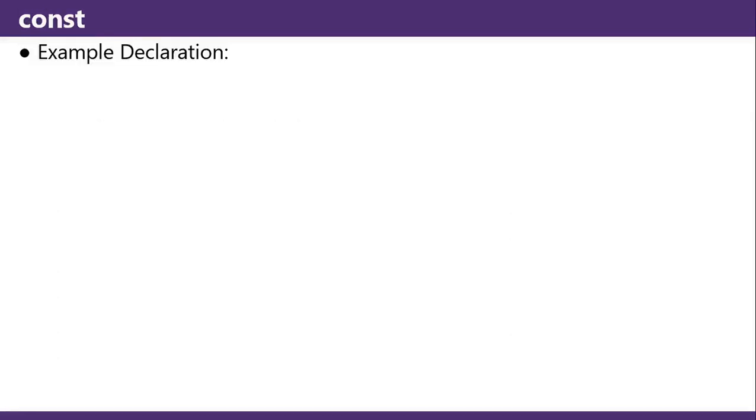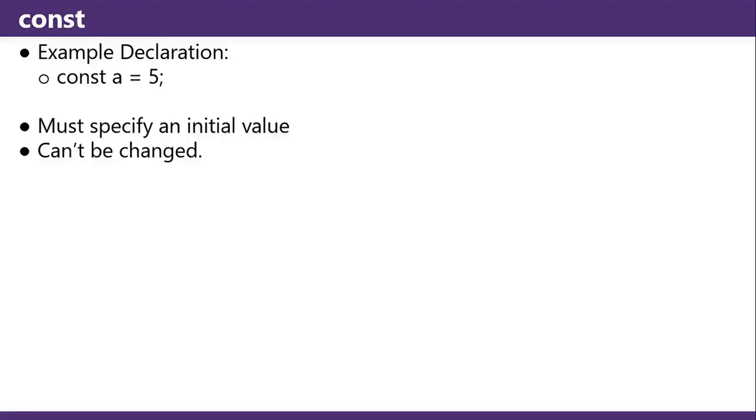Const, example declaration: const a equals 5. You must specify an initial value. It can't be changed.